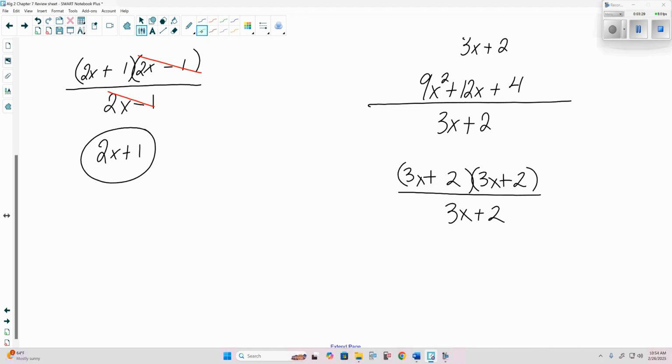Now, since we only have one of them on bottom, it'll only cancel with one of the ones on top, leaving us with a single 3x plus 2 on top. Now, we could put over 1, but we don't necessarily need it. It's understood. But if the 1's on top, everything simplified on top, we do need it on top. We just finished 21. Questions on 21 before we look at 22?